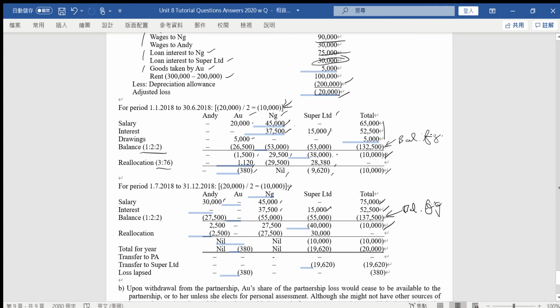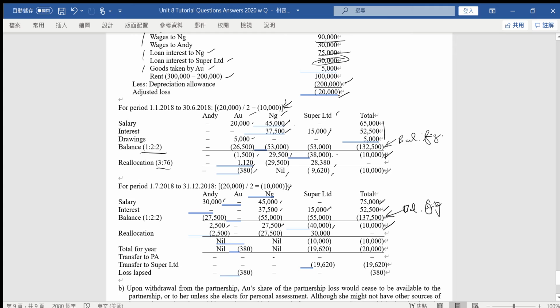First of all, we allocate this one according to the ratio 1 to 2 to 2. We allocate these figures to the three partners. Finally we find that two partners are being allocated profit and Super Limited is being allocated a loss. Now that won't be allowed, and that's why we are required to reallocate.